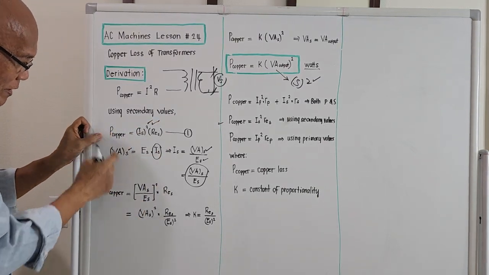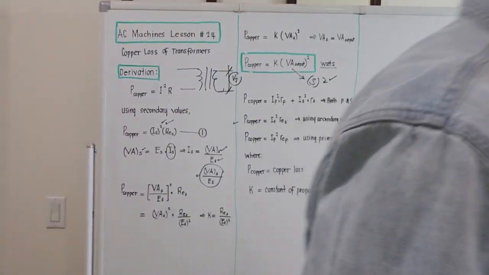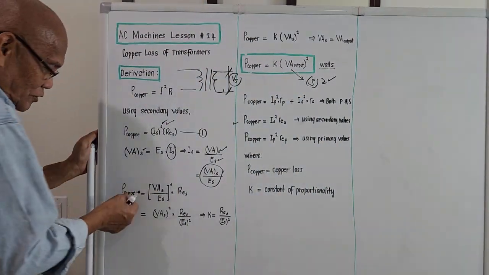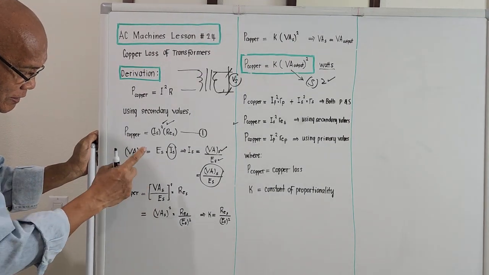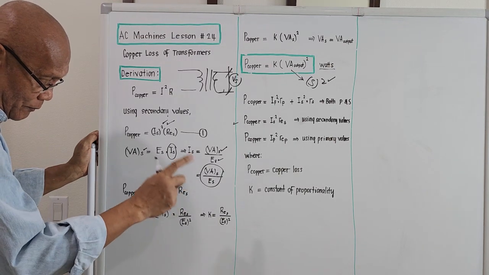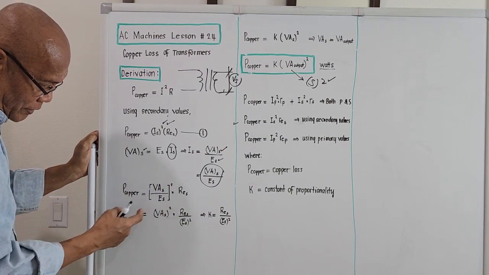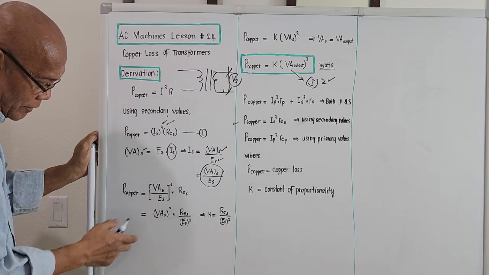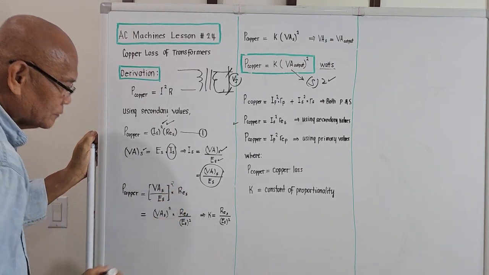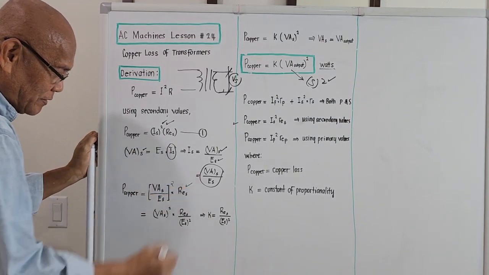We'll go back to equation number 1. Capital letter P with the subscript copper, meaning copper losses, will be equal to the secondary current squared. But secondary current squared in terms of apparent power and induced voltage is this one. So it should be volt ampere on the secondary over induced voltage on the secondary quantity squared. This is to the second power. Right? Times the equivalent resistance on the secondary.